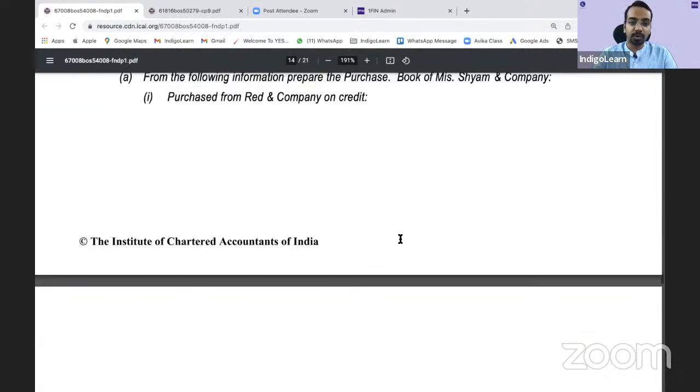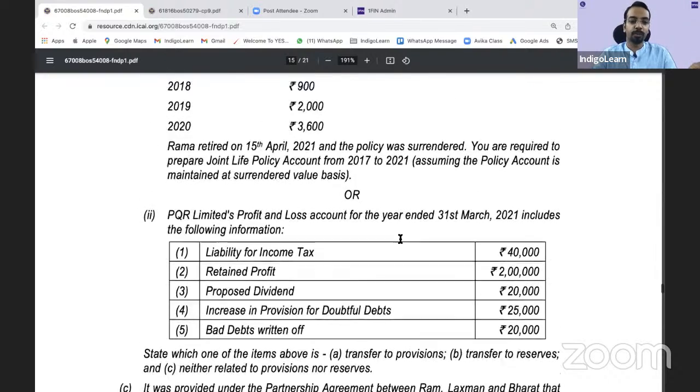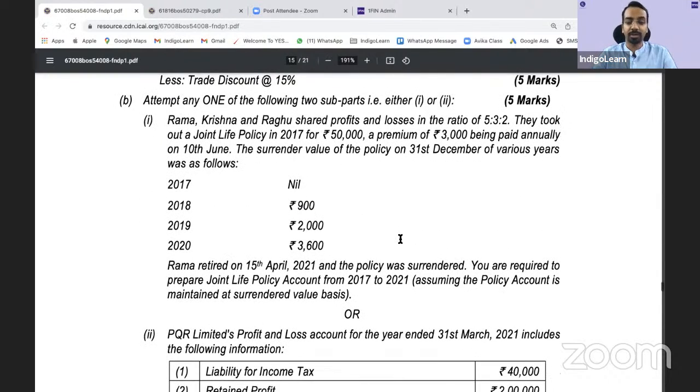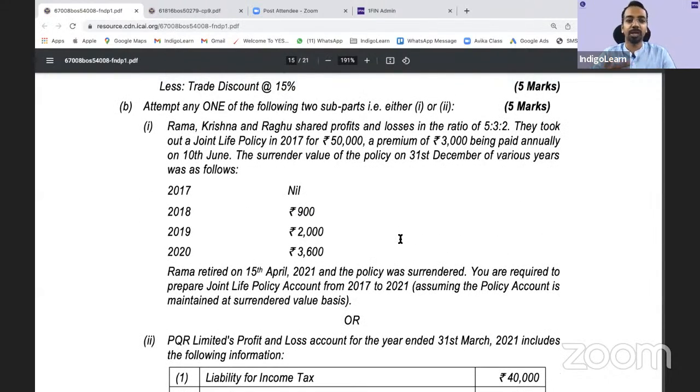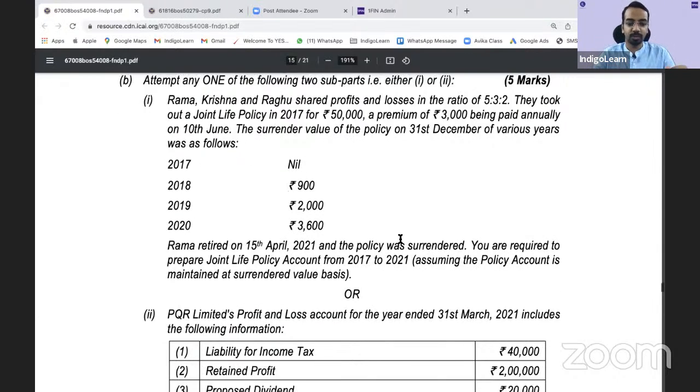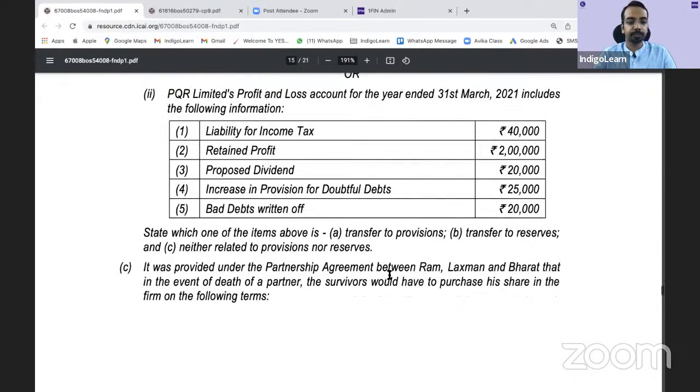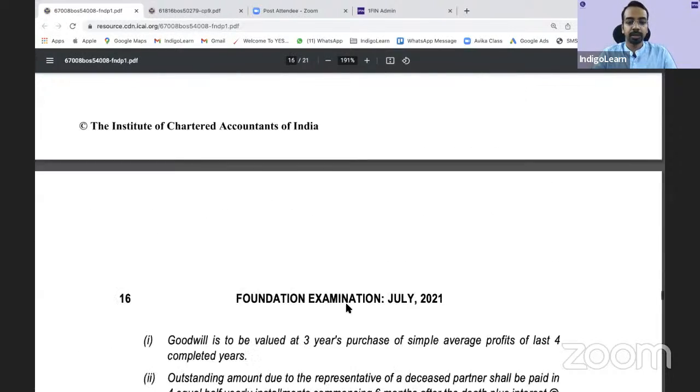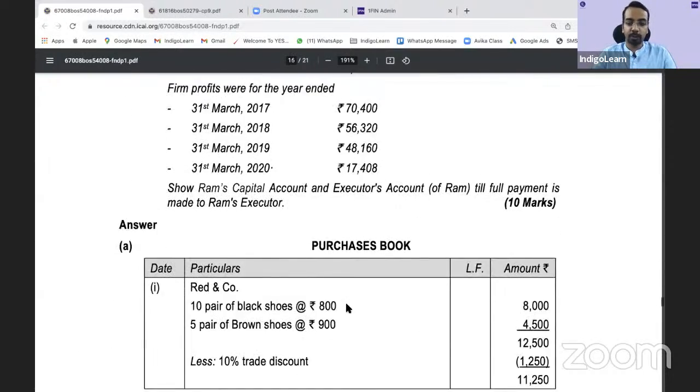Then prepare the purchase book, the standard format that you have to do. Then the joint life policy. A lot of us find challenges there. Just revise through the different varieties of treatment. That should be easy. And then a problem related to partnership.